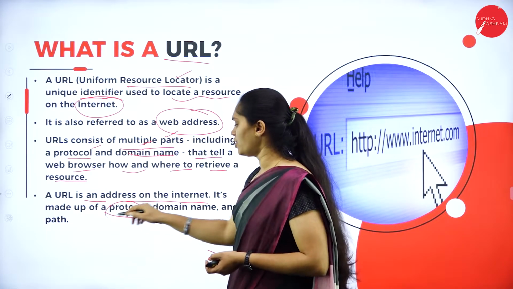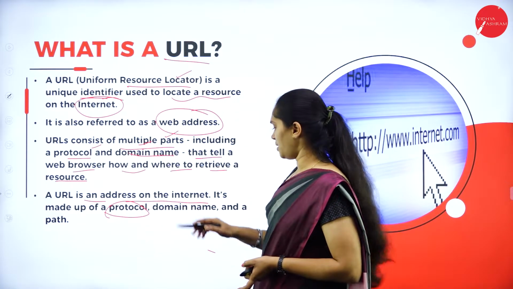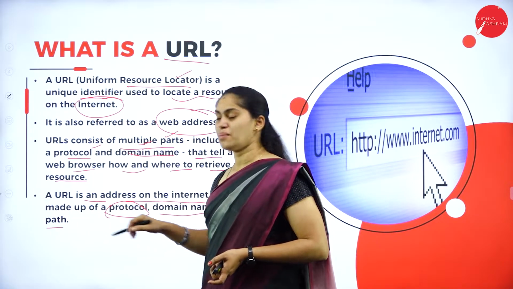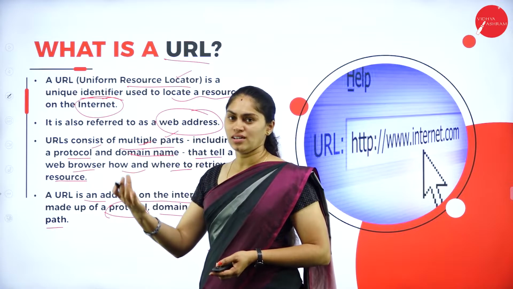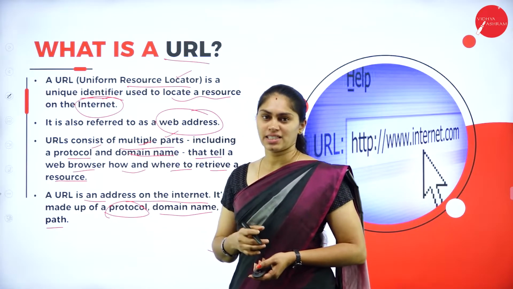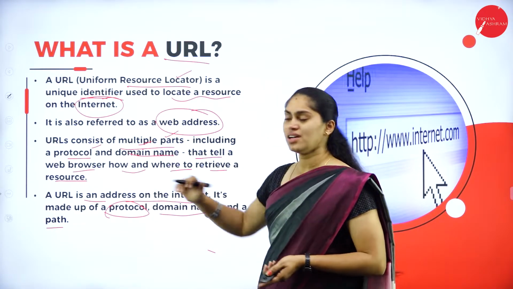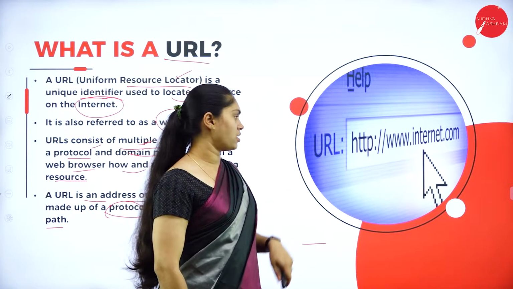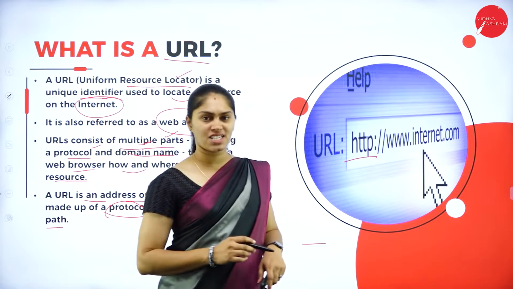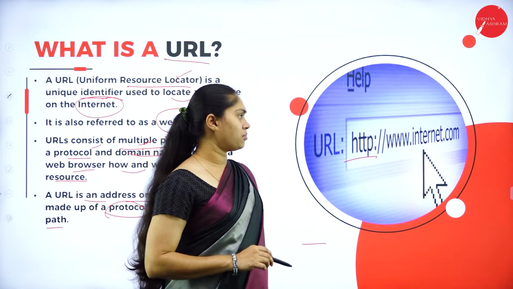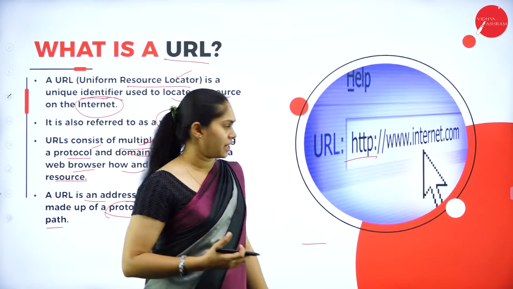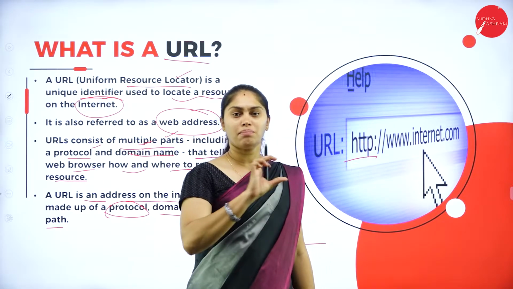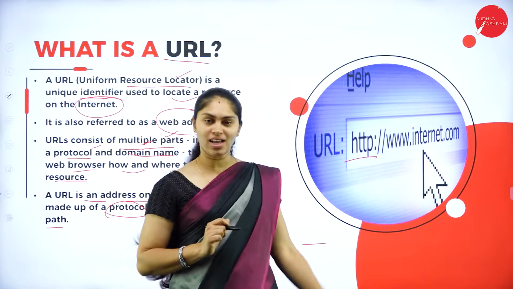Moreover, it is made up of the protocol, HTTP or HTTPS, and it also specifies the name of a domain along with its path, which specifies the folder, file name, and the extension. All these can be seen in the URL. Here you can see one example, HTTP. So here the protocol is HTTP that we are using, and www.internet is the domain, .com is for commercial purpose, and then the path. This is how a URL looks.